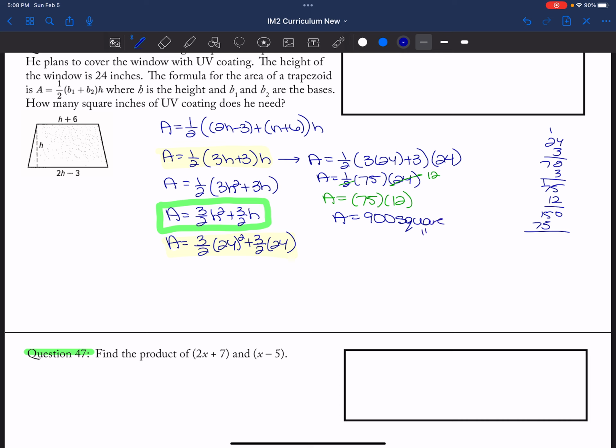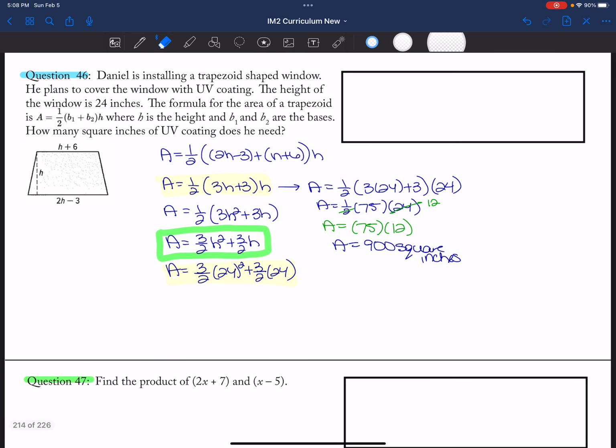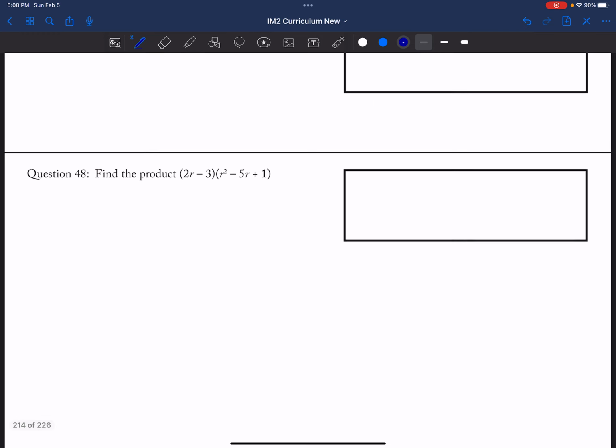So I think the whole goal behind this was to do some review and actually multiply this out. So you should have gotten area is 3/2 h squared plus 3/2 h. But then your area is actually 900 square inches. Okay. And that is it for every other even.